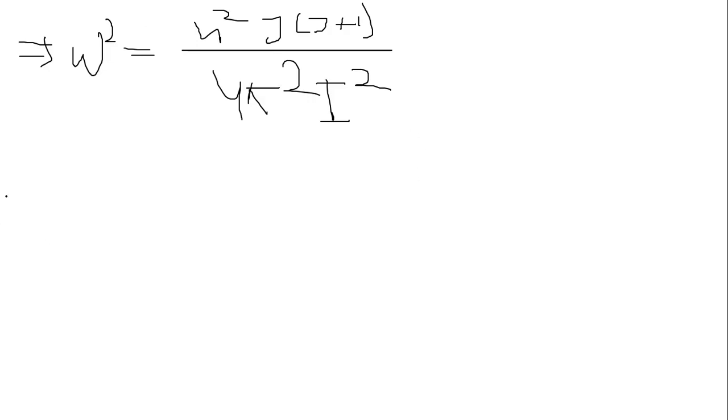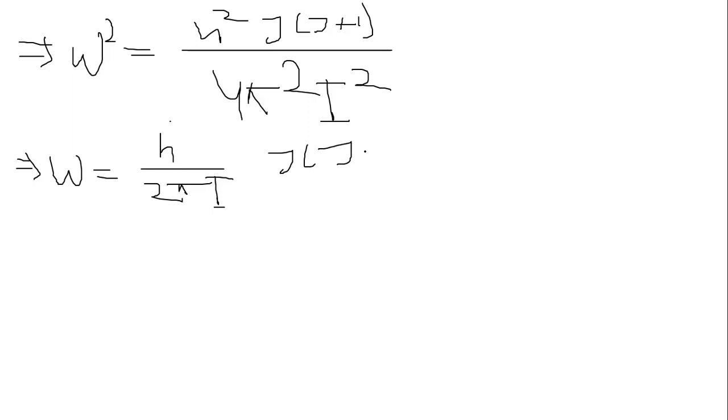Let's calculate omega. Omega will be the root of h square, which is h, over 2 pi I. So omega is h by 2 pi I, root over J into J plus 1. To calculate omega, we need the value of I, the value of h, pi, and J. We have the value of J because in the question the molecule is present in the J equals to 1 state. So J equals to 1 we have.